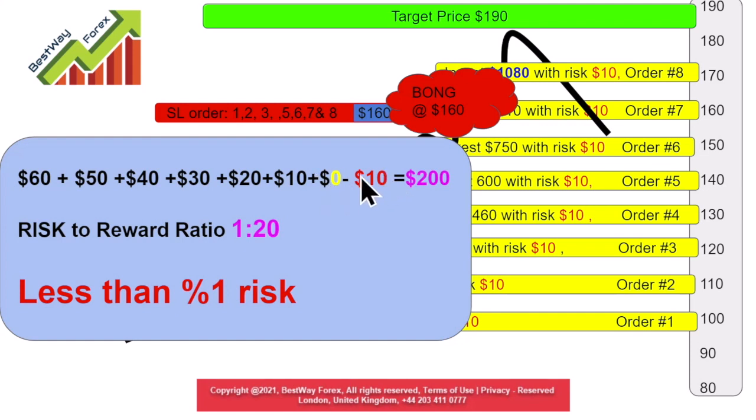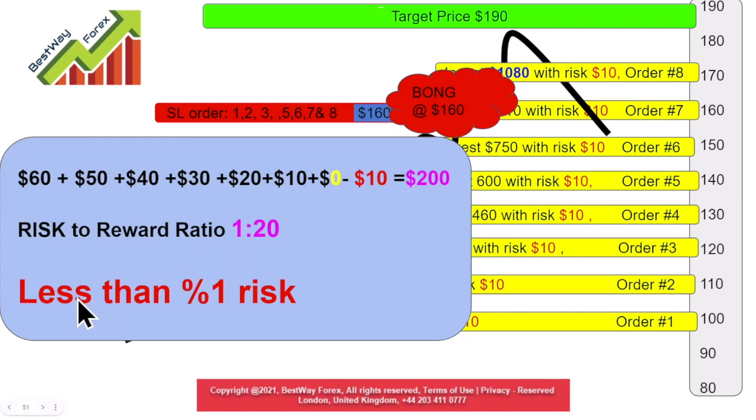For order 8 we lost $10. So if you add this all together and subtract that $10, you make $200 here. So you basically make $200 risking only $10. What does that mean? That gives you a risk to reward ratio of 1 to 20.